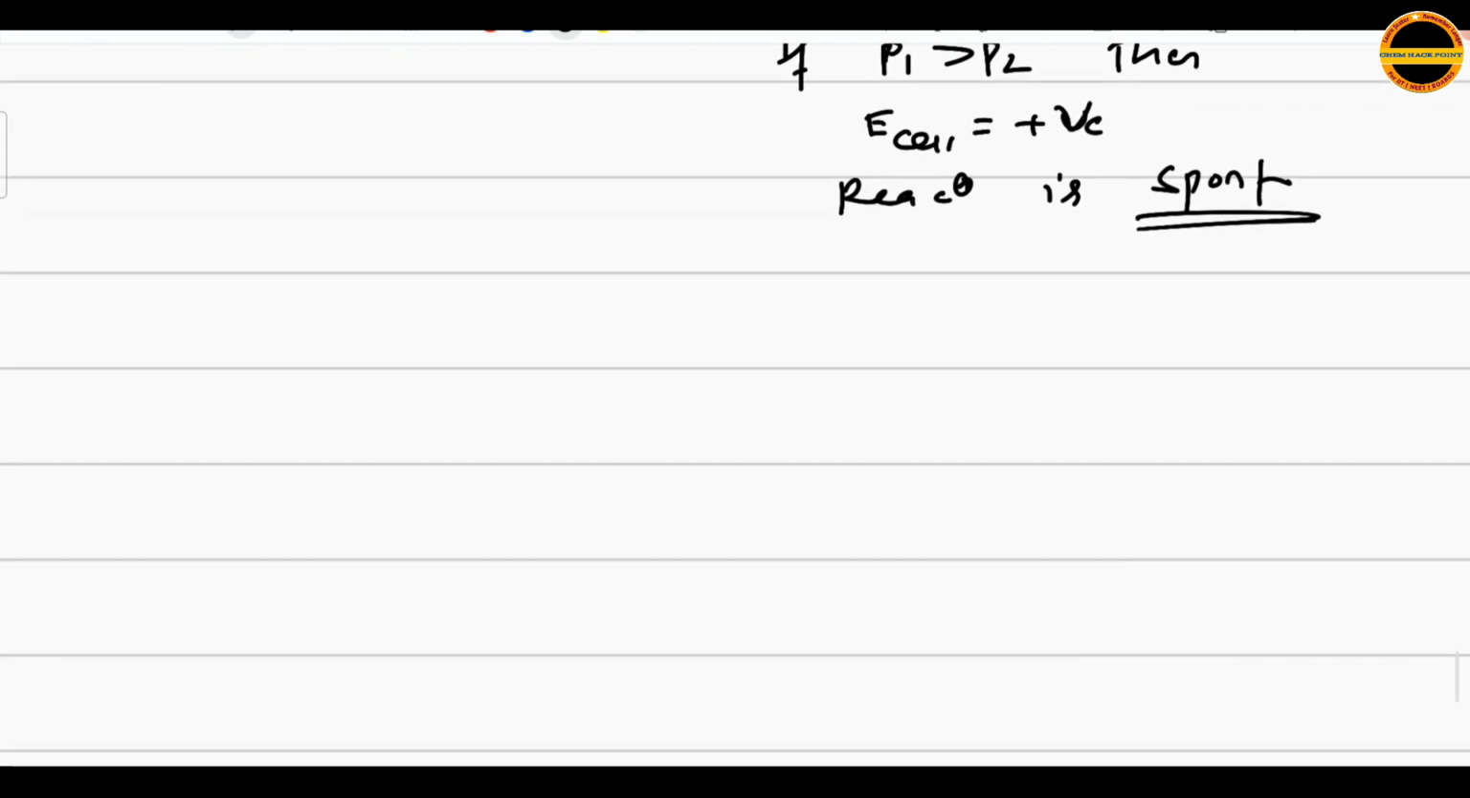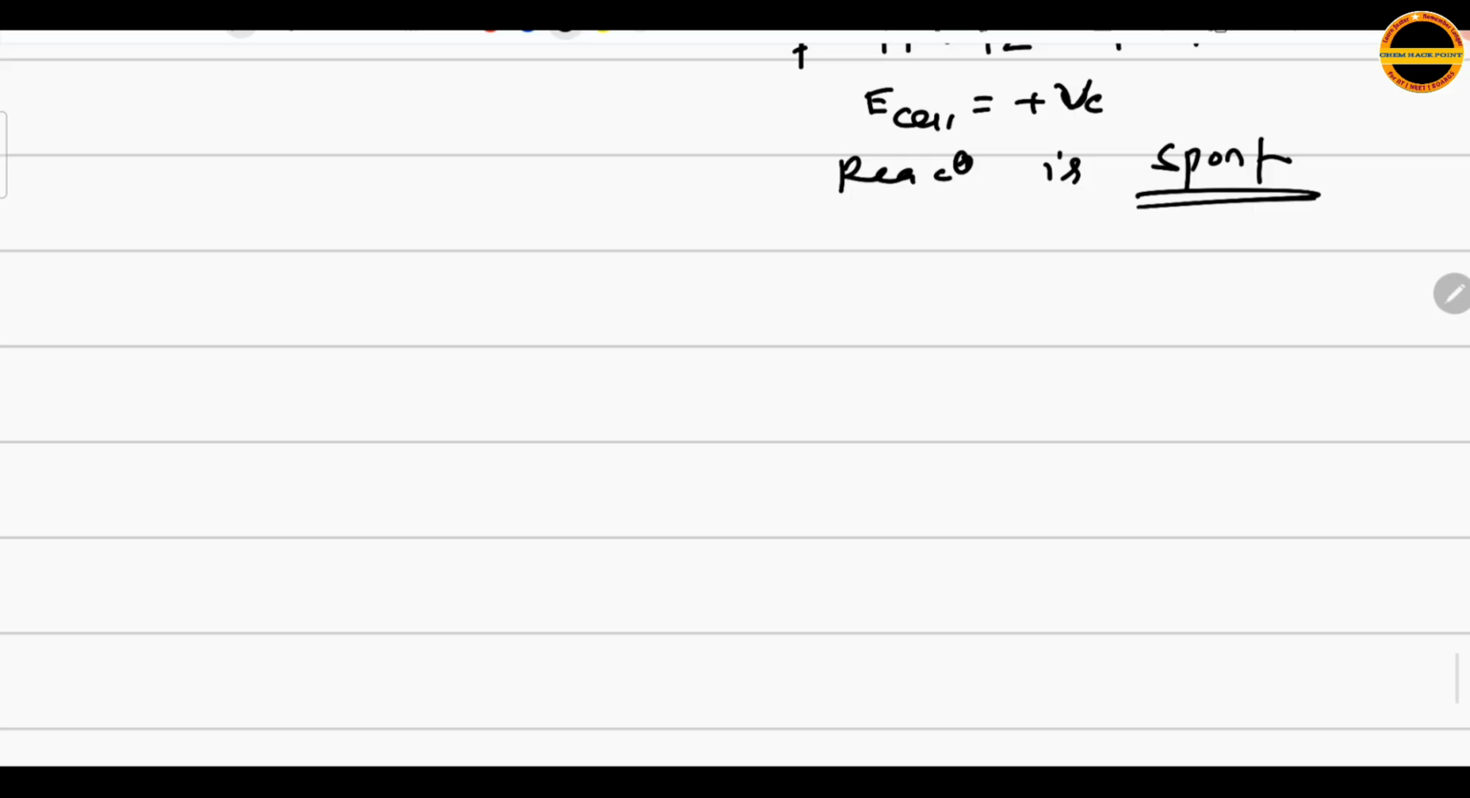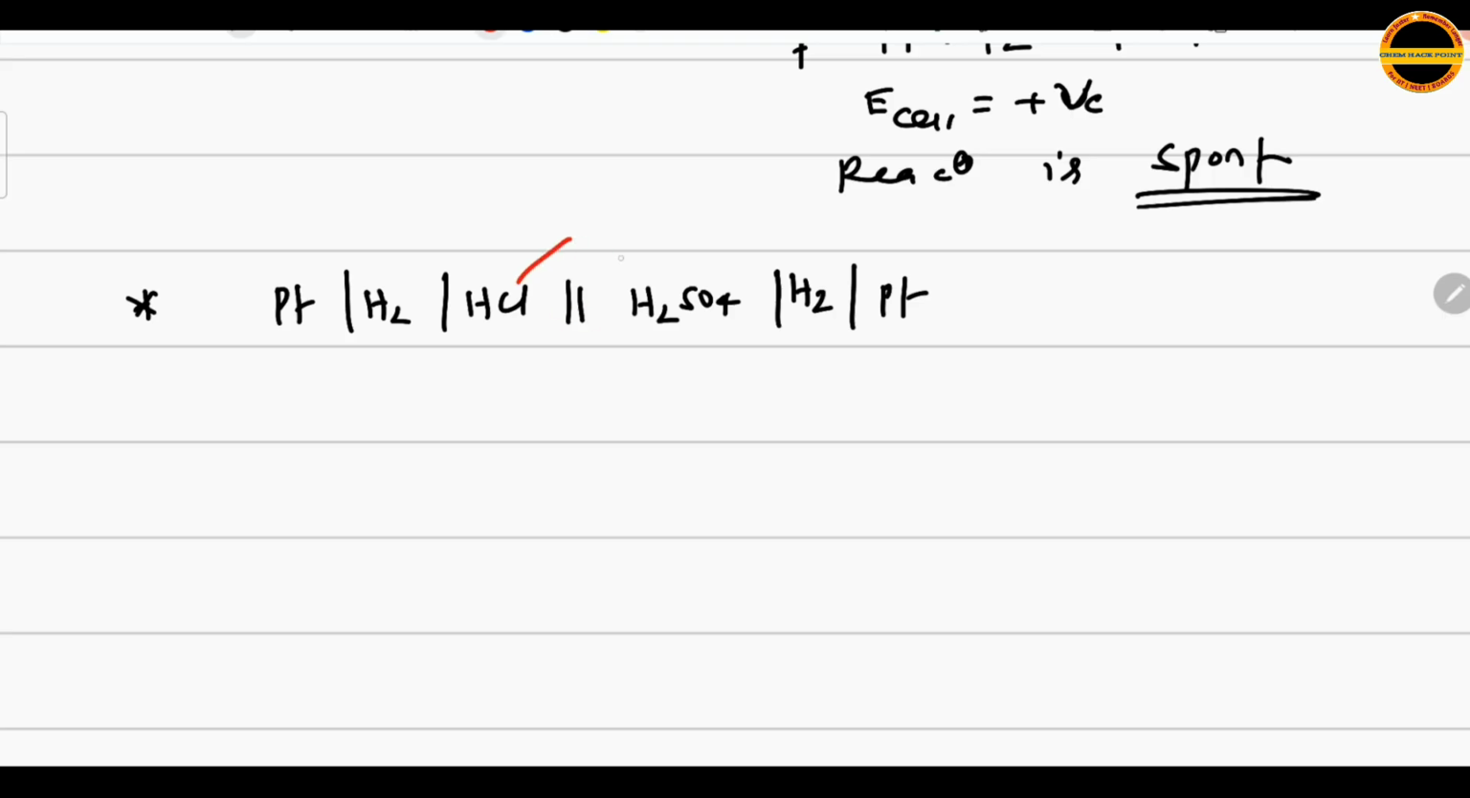Again, one more important case here. The cell we can specify like this: P2, H2, HCl, salt bridge, HCl if I take, and then H2SO4. Both are strong acids here. If strong acids are taken, no need to think about it, you can directly follow the concentration, C1, C2 information.